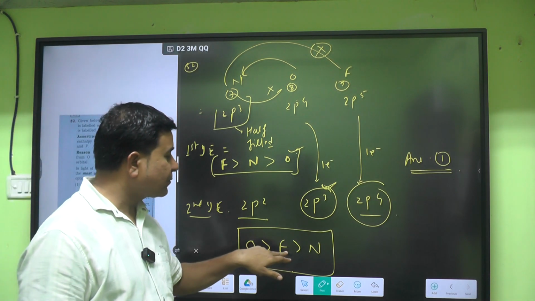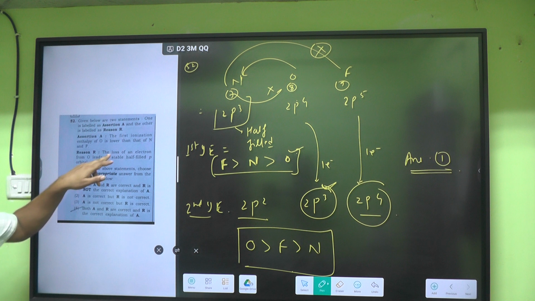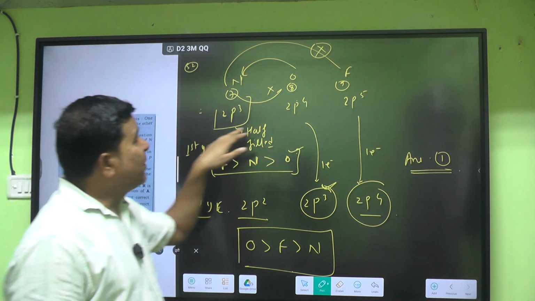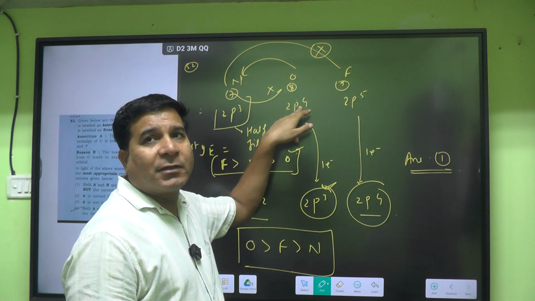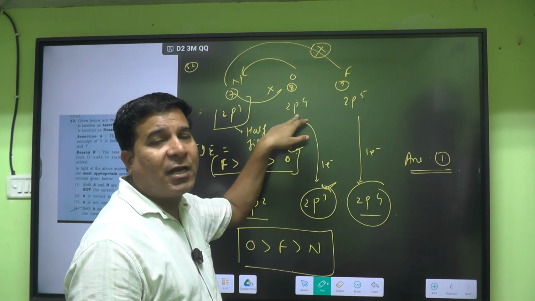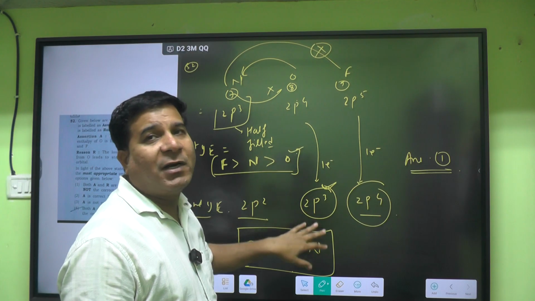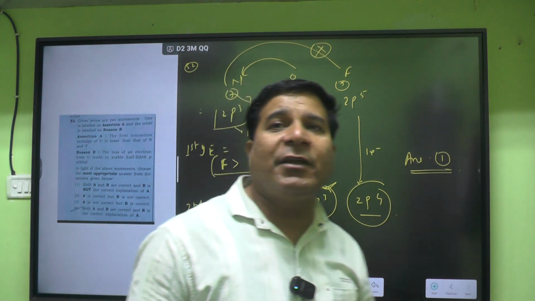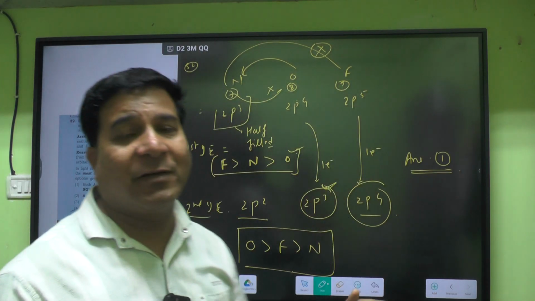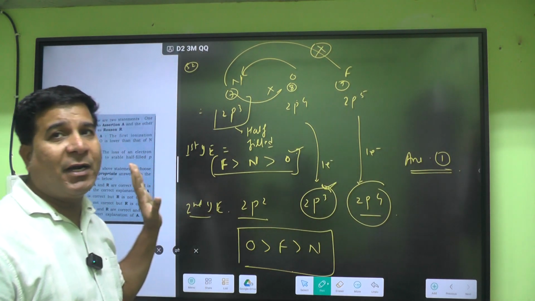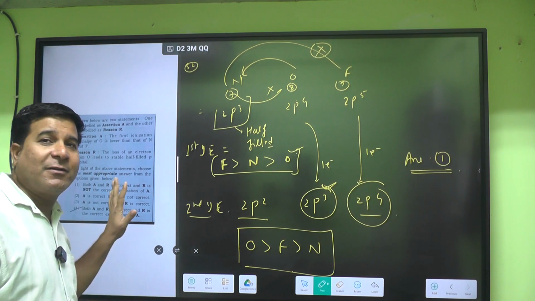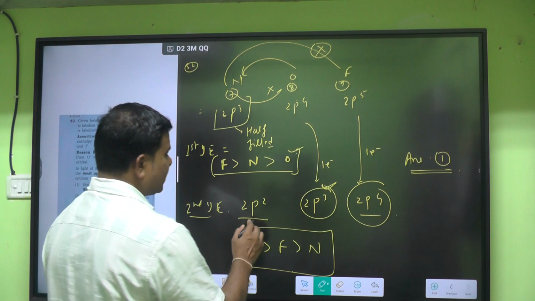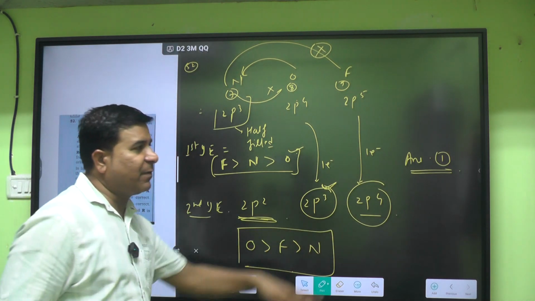Why are the ionization energies lower? Because it is not a half-filled orbital. In the first ionization energy it is not half-filled, but in the second ionization energy it gains a half-filled configuration. That's why the ionization energy is greater than fluorine. Both statements are correct, but the explanation is not. Understood everyone? Remember this concept. That's why the second ionization enthalpy order will be this, and the first option is correct.